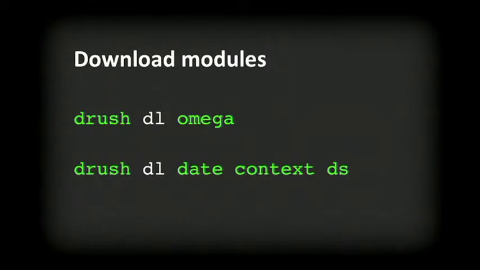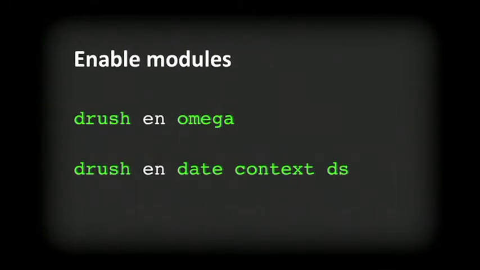Themes as well, the same thing, Drush DL theme name. To enable modules, you can do Drush EN module name, so Drush EN Amiga, or several modules at the same time, Drush EN date, context, display suite. So you'll start seeing that the pattern for the Drush commands are very much the same. It starts with Drush, and then one keyword or a couple of keywords after that, but they'll be very similar.